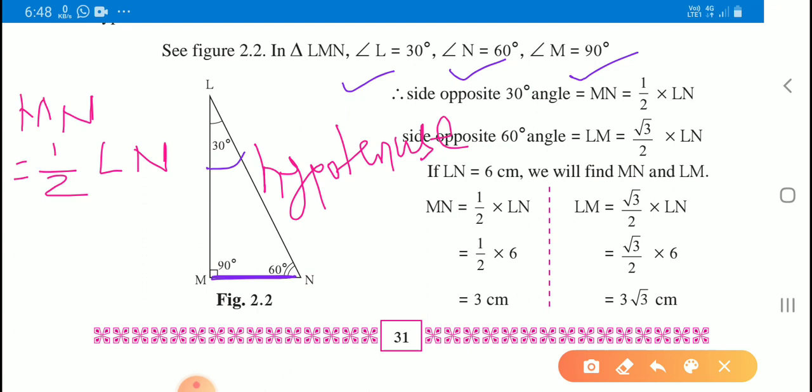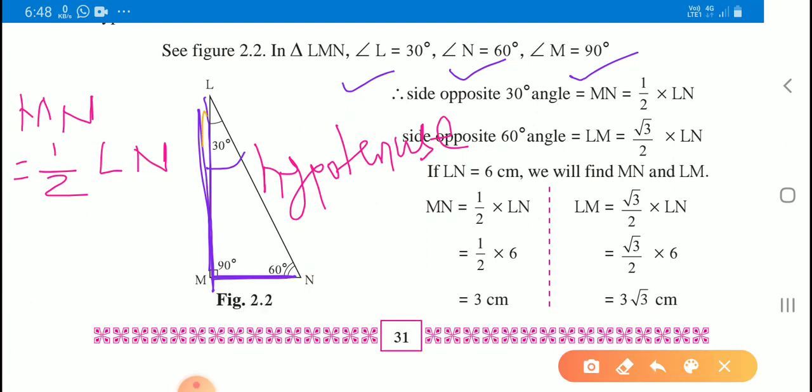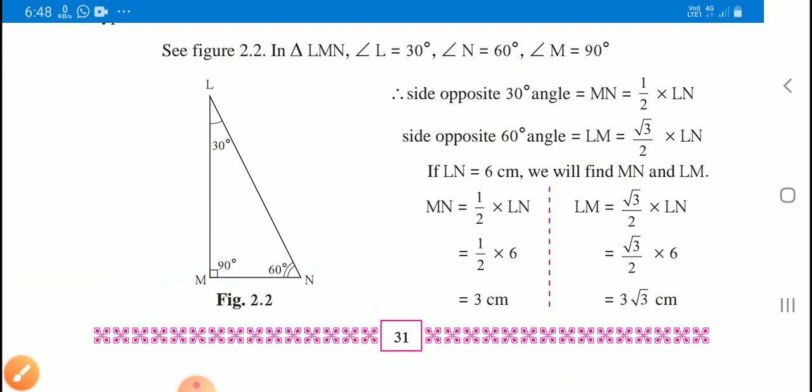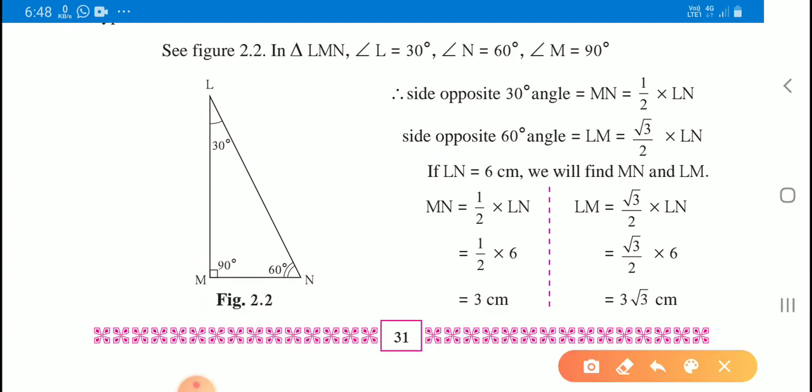And the side opposite to 60 degree. Which side is opposite to the 60 degree angle? That is side LM. So you can write side LM is equal to root 3 by 2 of the hypotenuse, meaning LN. Understand this? Now here they have taken LN equal to 6 centimeter. They got MN as 3 and LM as 3 root 3.